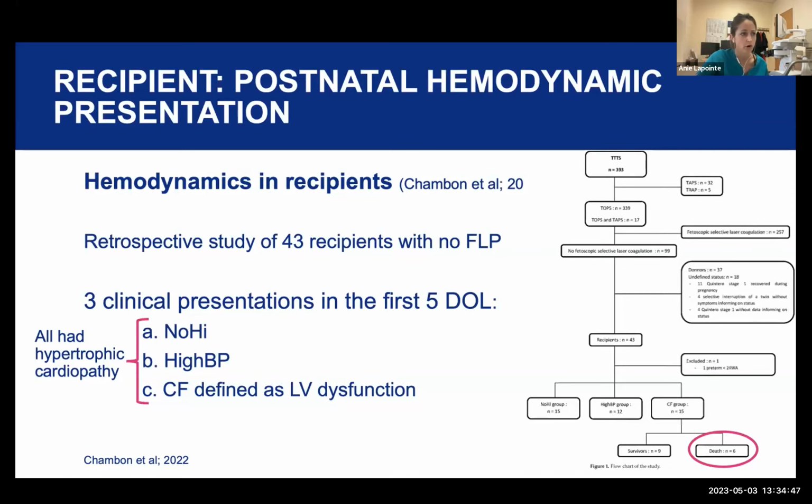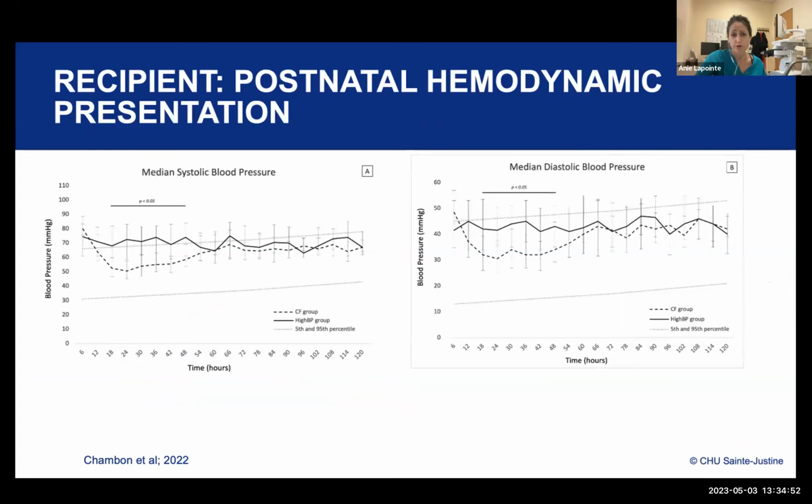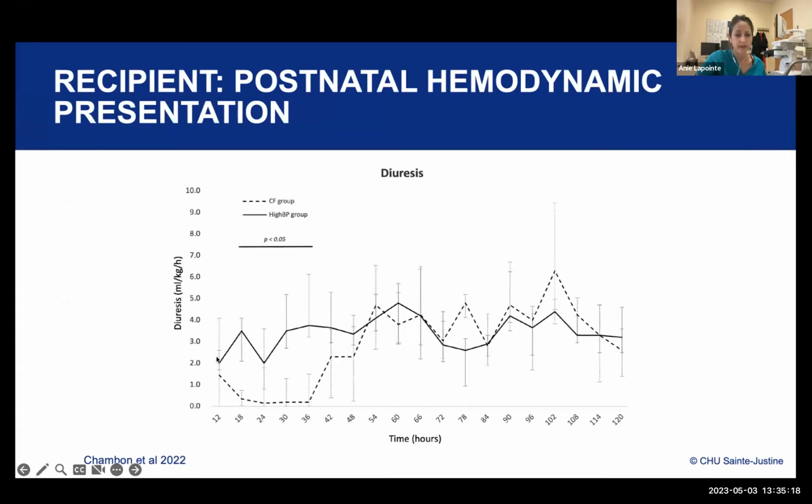And they described the blood pressure profile of those three groups. Mainly what is represented here is the cardiac failure group and the high blood pressure group. We can see the cardiac failure group had a decrease in blood pressure in the first 12 hours of life. The cardiac failure group also had a rapid decrease in urine output after birth.